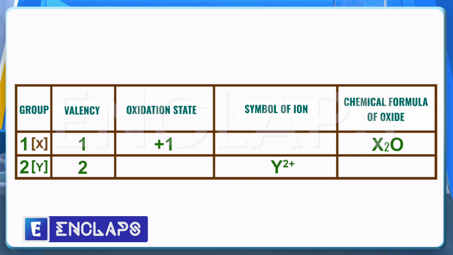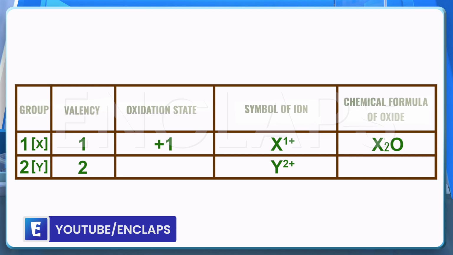First we are going to deal with the element X. Here it is given that the element X has oxidation state +1 since its valency is 1. So how can you write the ionic form of this element X? X1+. Now we have to find out the chemical formula of the oxide of this element X. Since the ionic form of the element X is X1+ and the ionic form of oxygen is O2-, how can you write the chemical formula of the oxide of X? Yes, X2O. This is the chemical formula of the oxide of the element X.